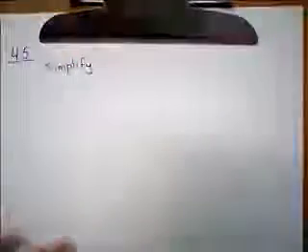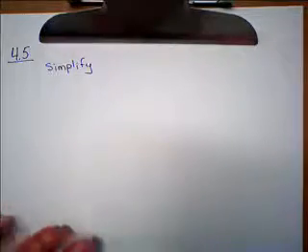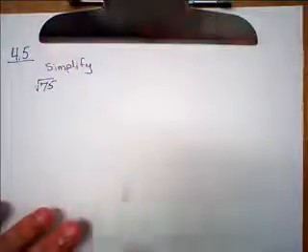Alright, section 4.5 is looking at solving quadratics by finding square roots. So first thing we need to do is practice finding square roots and simplifying those. So we'll look at a few examples to start off with. We're just going to simplify. Okay, and the first one I want to look at is square root of 75.